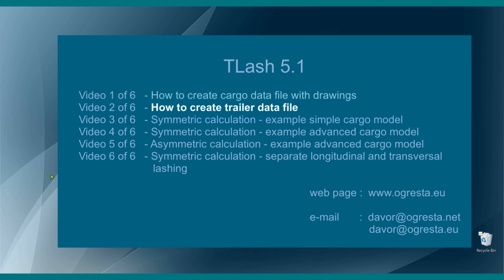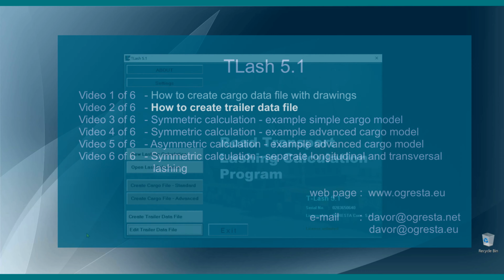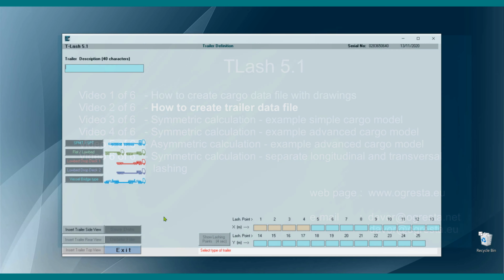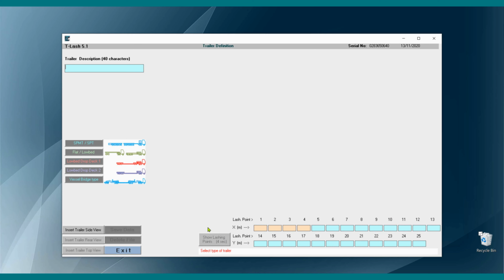In the following video, we will demonstrate how to create a trailer data file. The first step is to click Create Trailer Data File. And now we have an empty window with 5 buttons, each of which represents one template for a different type of trailer.